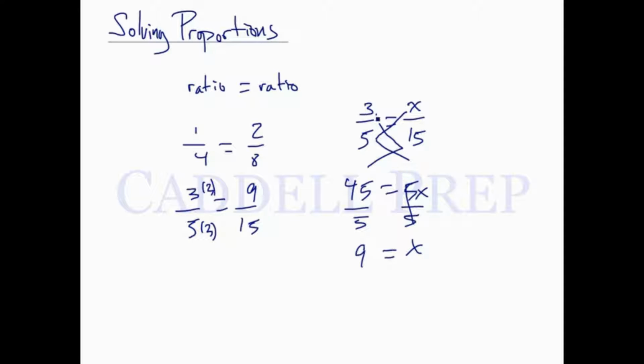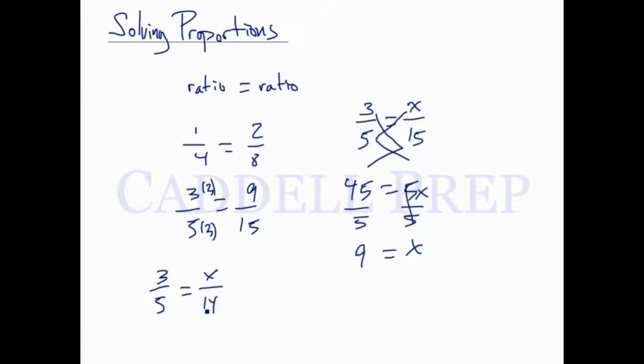So a question you may be asking is, why do we have to do this if we could look at it and see that it's just supposed to be 9 because it's just a multiple of 3? Well, what happens if it's not a perfect multiple? Like, what if it's 3 over 5 equals x over 14? In this case, there's no integer value that you multiply 5 by to get 14. So here's an example where cross multiplying will come into play.